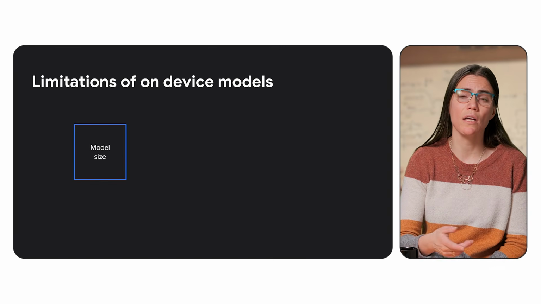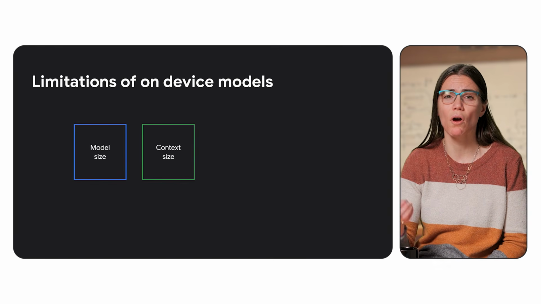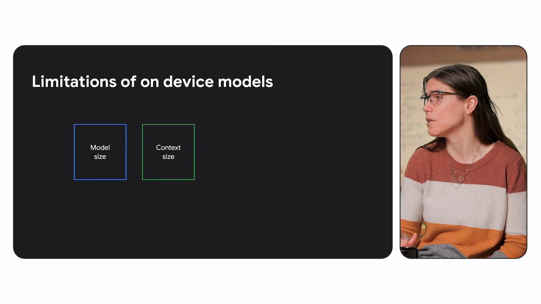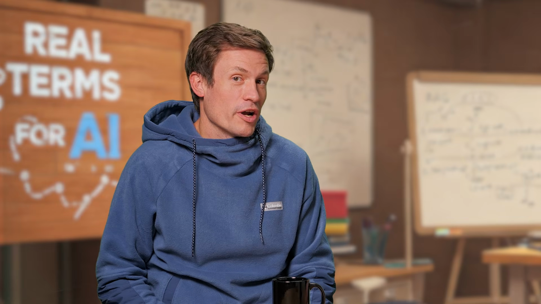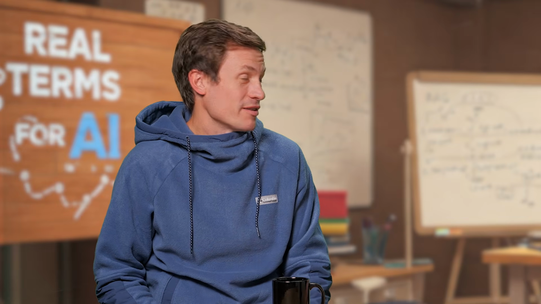But then why doesn't everyone use local on-device models all the time? So there's two big reasons, and they're related. The first one is model size and context size. The models that can be run on devices right now have smaller context and fewer parameters. And fewer parameters and smaller context put some limits on the kinds of prompts that we can use and the kinds of tasks that the model will be successful with?